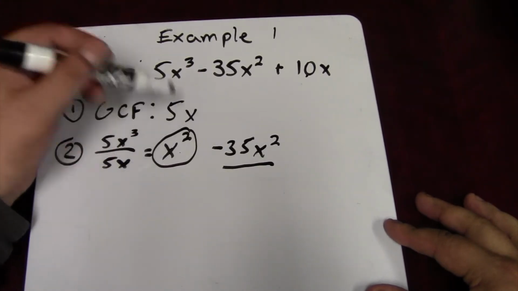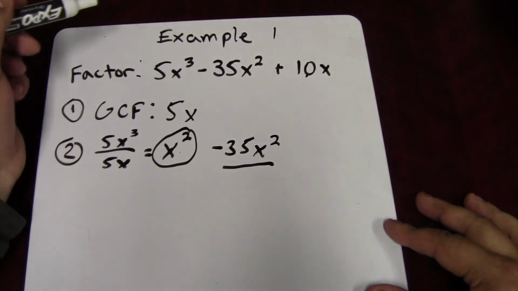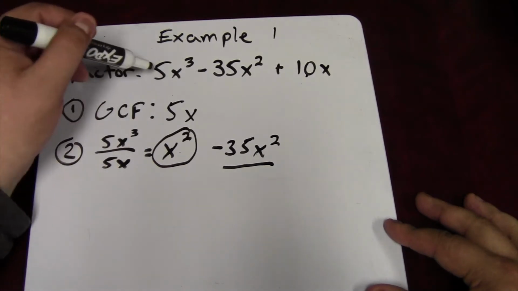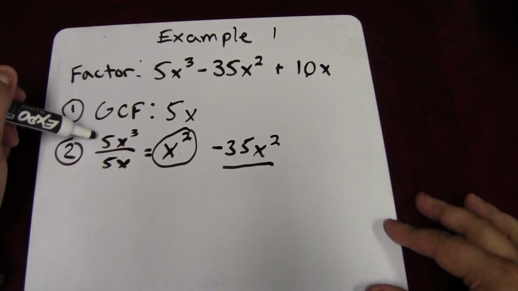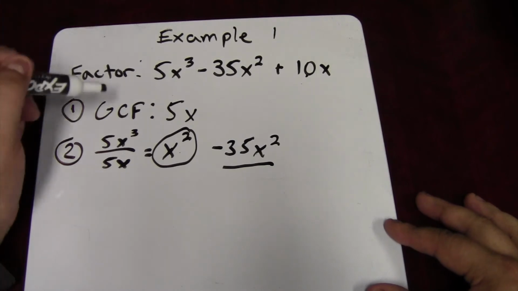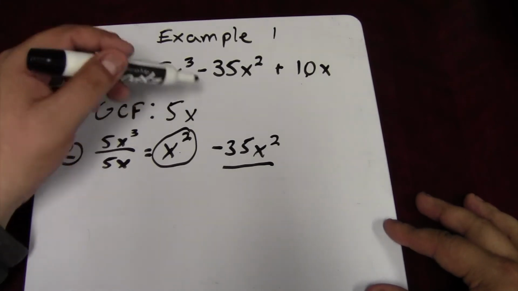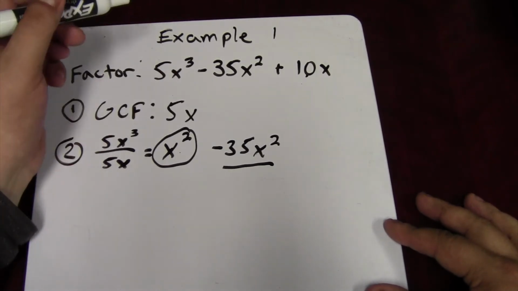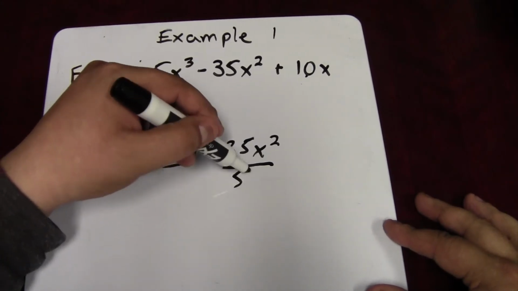Notice that I took the sign with it. So make sure you always take the sign with it. In this case, it was positive. We don't need to write plus 5x³ because positive is implied when nothing is there. But if it's a minus sign, you bring down the negative. Let's also divide this one by 5x.